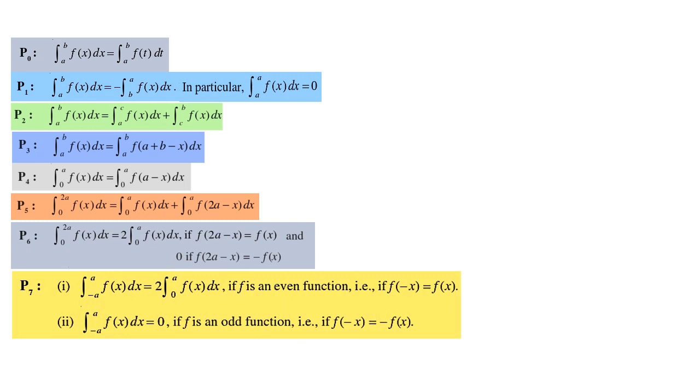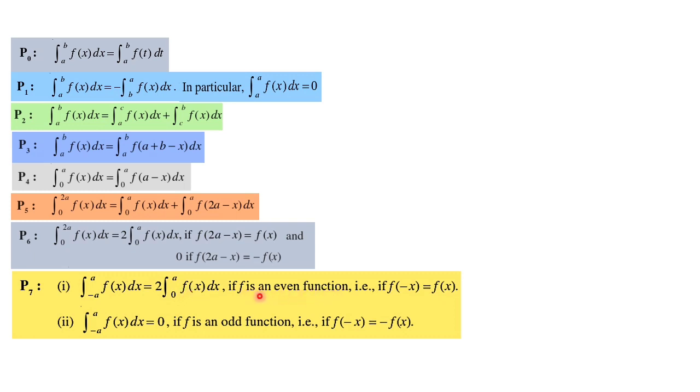Then the last property, that is integral minus a to a. So this is the property using negative and positive upper and lower limits. Integral minus a to a f of x dx is equal to 2 into integral 0 to a f of x dx if f is an even function.